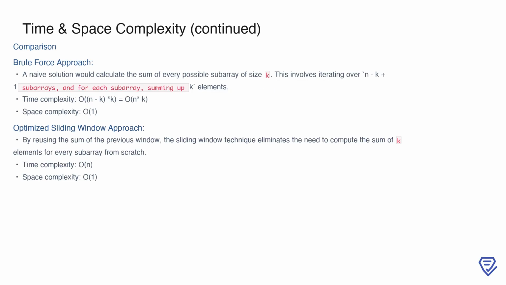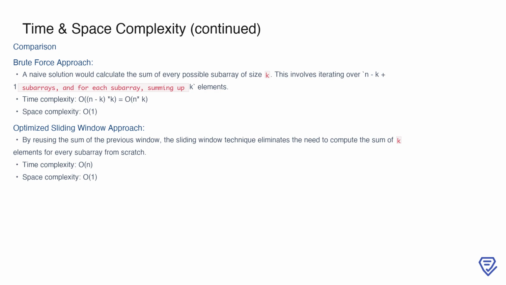Comparing this optimized sliding window approach to a brute force method highlights the efficiency gains. In a naive solution, we would calculate the sum of every possible subarray of size k. For an array of length n, there are n - k + 1 subarrays, and summing up each of these subarrays involves iterating over k elements. This results in a time complexity of O((n - k + 1) * k), which simplifies to O(n * k).